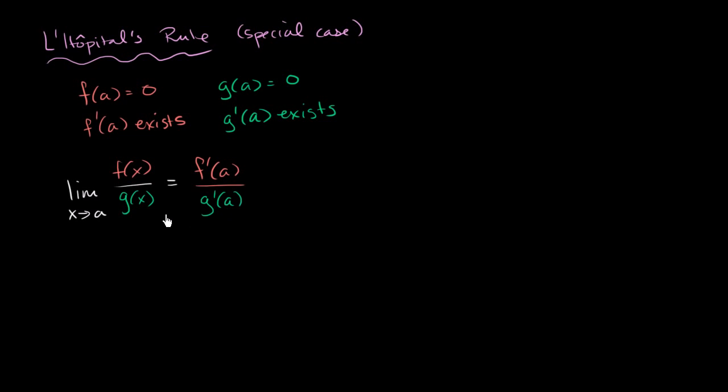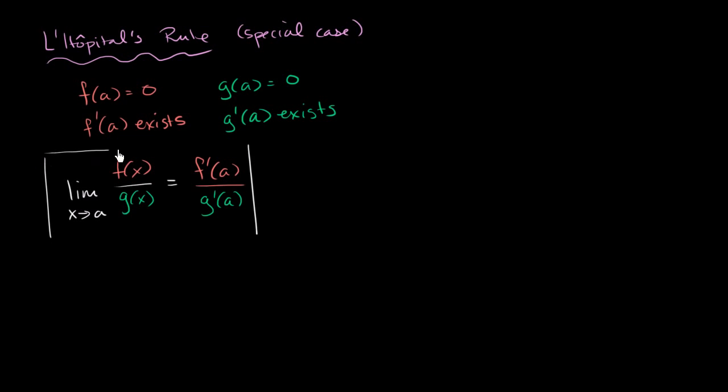So it's very similar to the general case. It's a little bit more constrained. We're assuming that f prime of a exists. We're not just taking the limit now. We're assuming f prime of a and g prime of a actually exist. But notice if we substitute a right over here, we get 0 over 0. But then if the derivatives exist, we can just evaluate the derivatives at a, and then we get the limit. So this is very close to the general case of L'Hopital's rule.